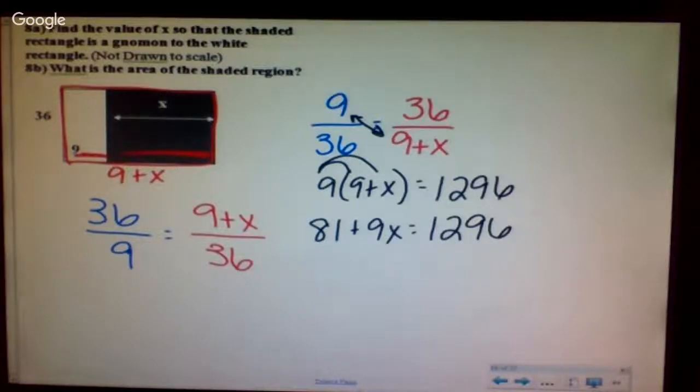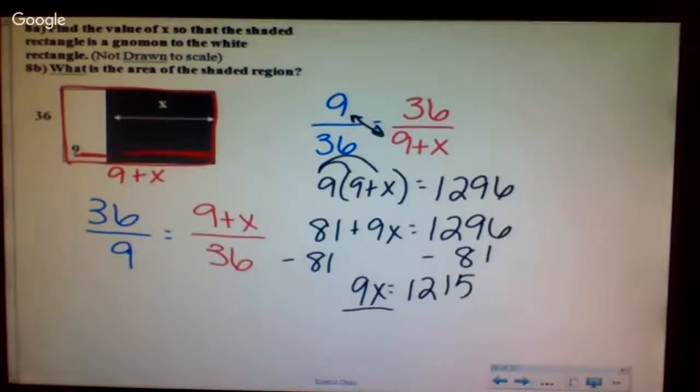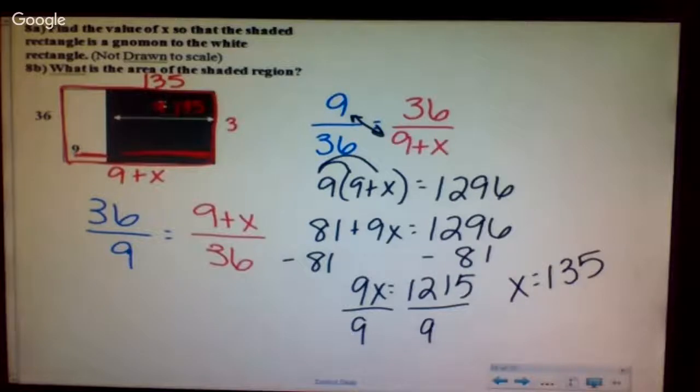We then need to subtract 81. So we get 9x equals 1,215. When you divide by 9, x equals 135. But I'm not done. X is now 135, so this is 135. What did you say this side was? 36. And we have to find the area. So we need to find the area of this shaded region, which is now 135 by 36.